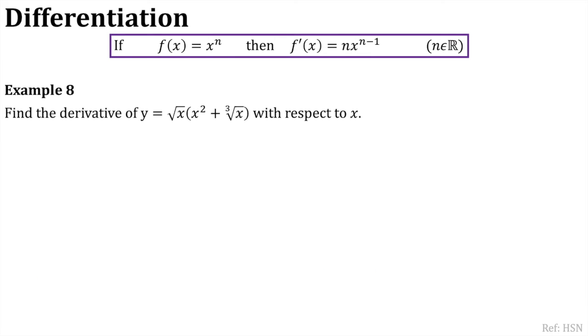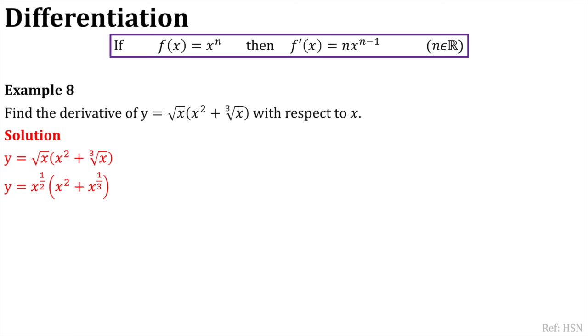So find the derivative of y equals root x multiplied by x squared plus a cubed root of x with respect to x. Now, you can see here we've got brackets, we have radical signs everywhere, so we really need to simplify this first. So if we firstly express this with all indices instead of radical signs, we get y equals x to the half multiplied by x squared plus x to the third.